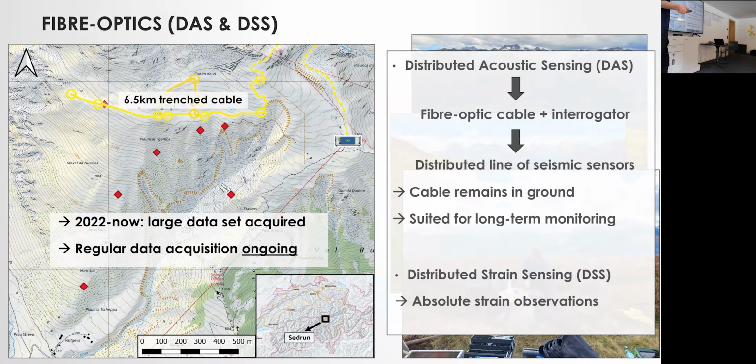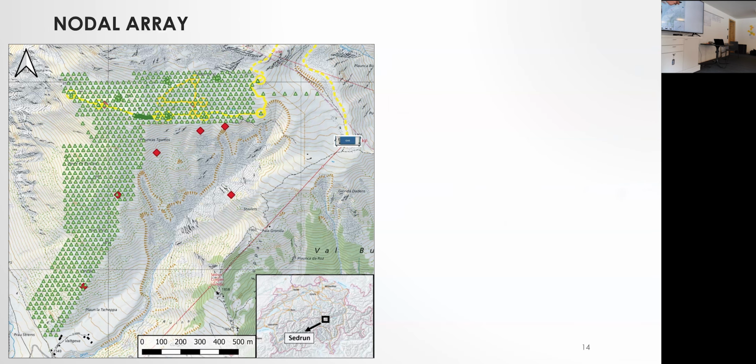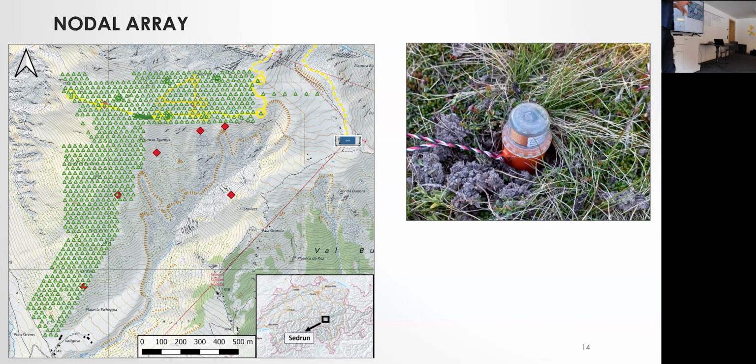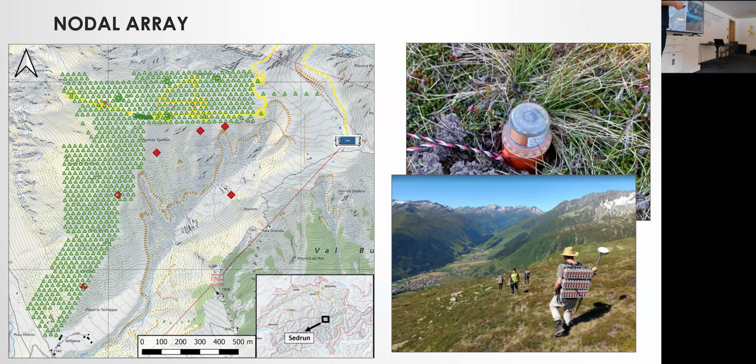And actually regular data acquisition is still ongoing, mostly at the moment with DAS measurements. Now then about the nodal array, we've installed more than 1,000 of these 1-component nodes, which can run autonomously for 28 days. The reason that we could install so many of them is because they're small and light, and therefore you can have more than 100 on your back. And we deployed those in this configuration in a few days.